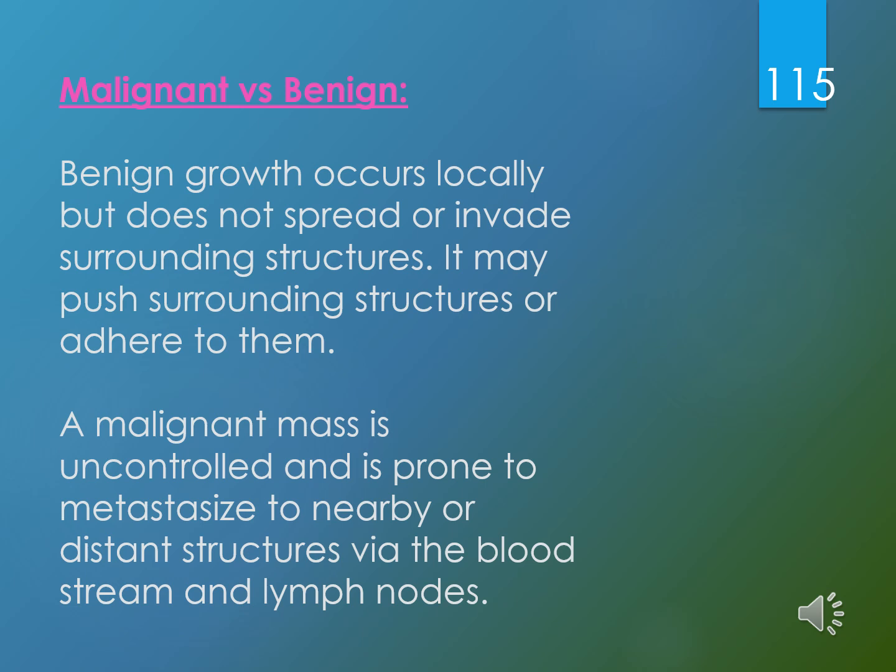So how do we know how suspicious something looks under ultrasound? How suspicious does it look for a cancer? Malignant versus benign. Benign growth occurs locally but does not spread or invade surrounding structures. It may push surrounding structures or adhere to them. A malignant mass does not care and does what it wants. It's uncontrolled and is prone to metastasize to nearby or distant structures via the bloodstream and lymph nodes.